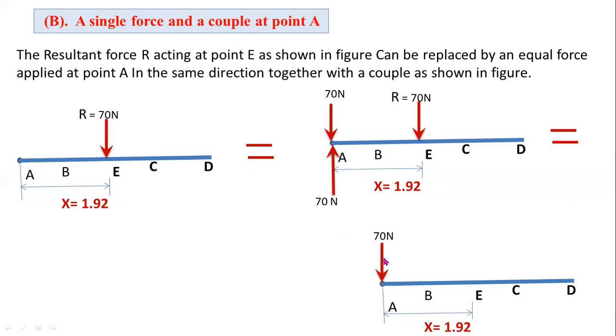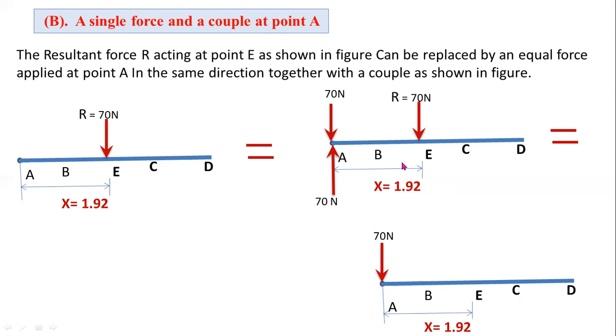Here you can observe this is the single force diagram. Now you have to shift this single force from point E to point A. So you have to add two equal and opposite single forces at point A. By adding the two equal and opposite forces, there is no change in the force system, because this is a minus 70, this is a positive 70 newtons. So there is no change.